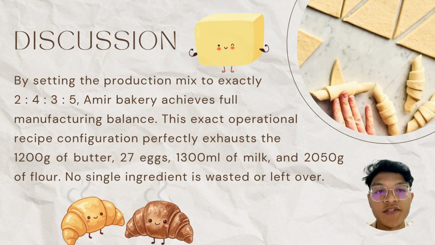Now, for the discussion part, based on our calculation, we found the optimal production mix ratio for Amir's bakery, which is exactly 2:4:3:5. By using this exact configuration, the bakery achieves full manufacturing balance. This means we perfectly utilize all the ingredients: 1,200 grams of butter, 27 eggs, 1,300 ml of milk, and 2,050 grams of flour. As a result, no single ingredient is wasted or left over, making the production 100% efficient.